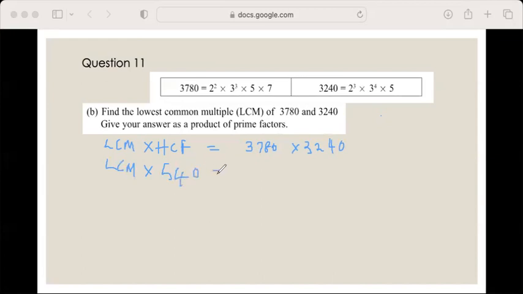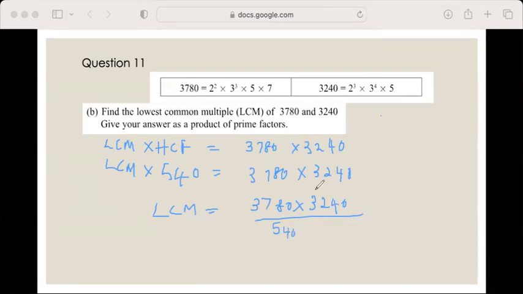So LCM times 540 is equal to 3780 times 3240. Right. So we leave the LCM here and bring the 540 to the other side. 3780 times 3240 over 540.